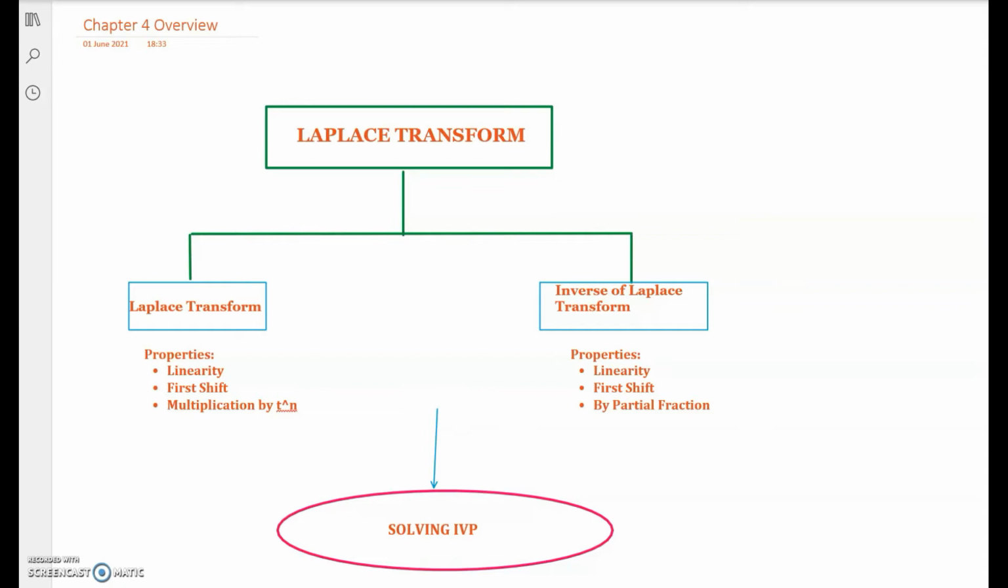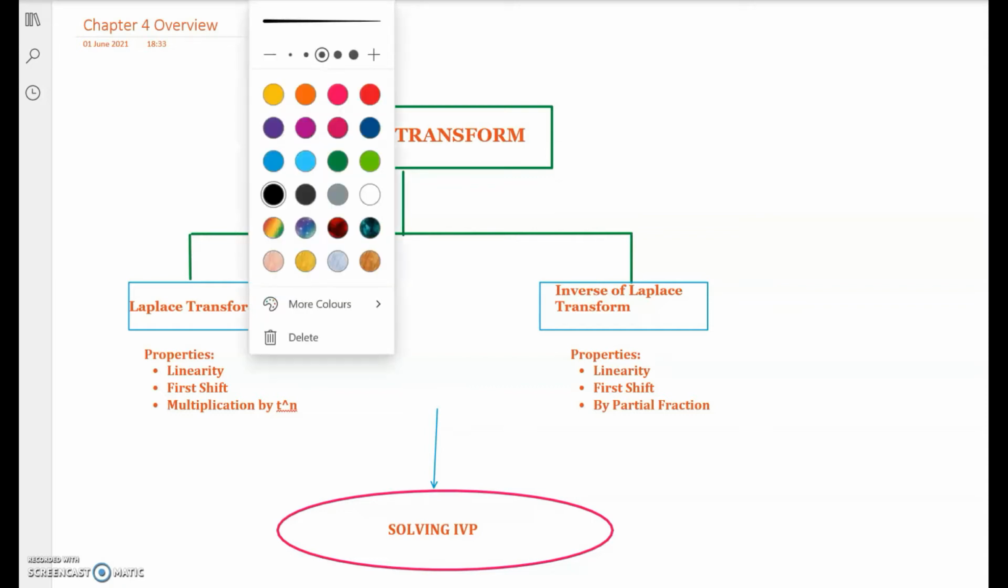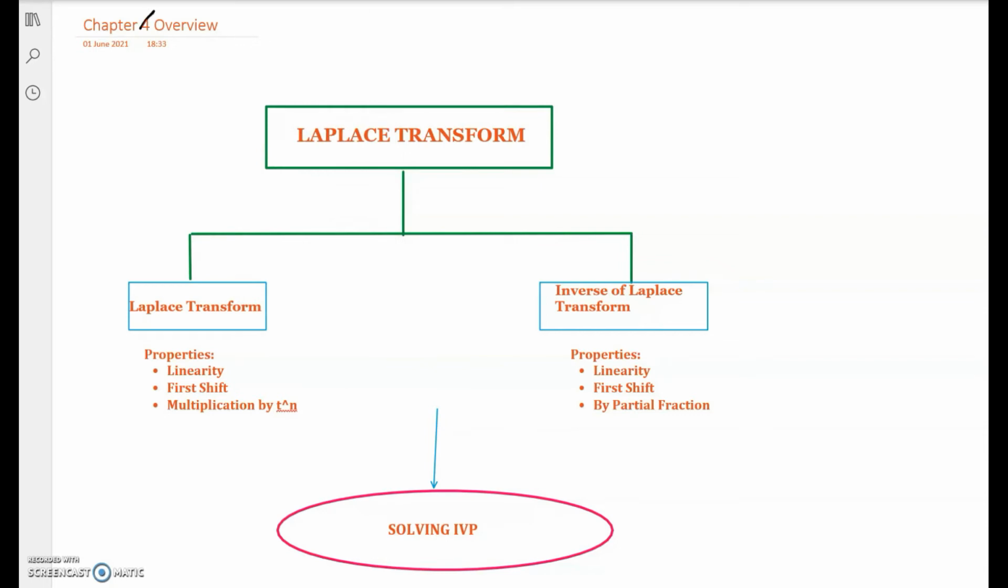So for the chapter... oh no, this one is chapter 3. Our chapter 3 is the Laplace transform. So what is the Laplace transform? The Laplace transform is a method. In our course, the Laplace transform is a method to solve initial value problems.